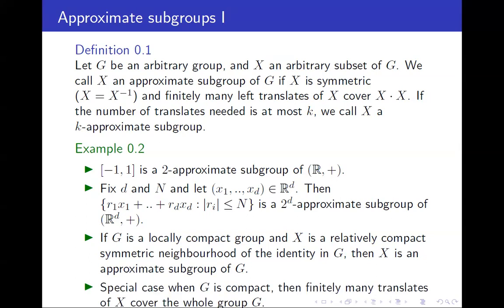A special case of this is when G is itself compact, and X is a symmetric open neighborhood of the identity. Then, just because G is compact, finitely many translates of X cover G. So the point here is that you explain approximateness by topology. But we're talking about arbitrary groups here.